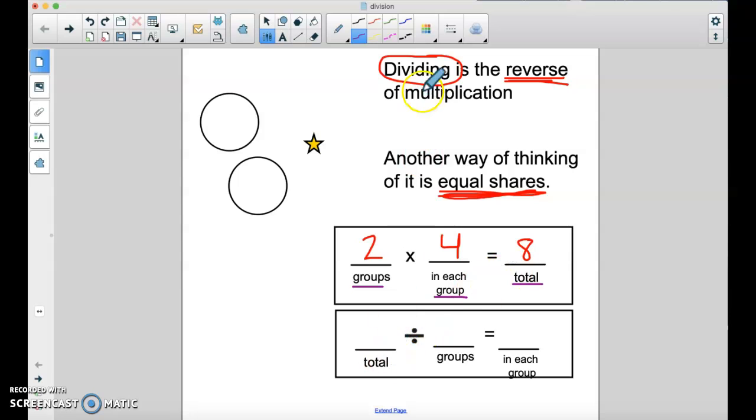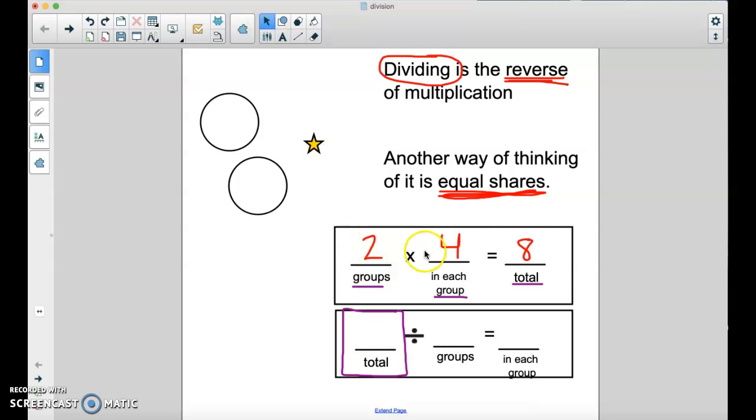Now, if I think of it as a division problem, I always have to start with my total. How many you have to start with is when you know that you have to divide it up into equal groups. So how many did you start with? How many people or groups are there? And then how much did each person get?